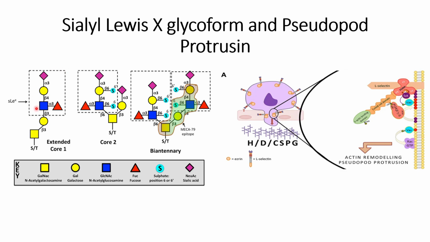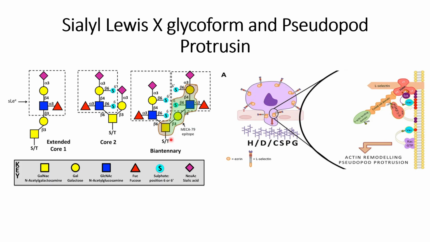For example, this one is the extended core 1 structure, and it can also be found in this core 2 structure form that is shown here. And there are many reports that also describe this biantennary structure that contains both the extended core 1 and core 2 structures, shown here.